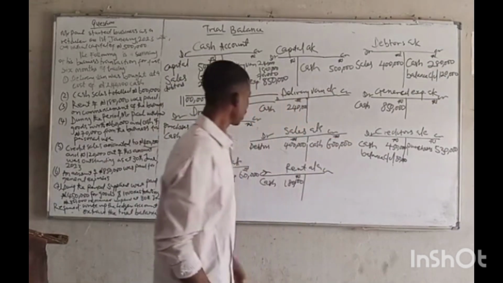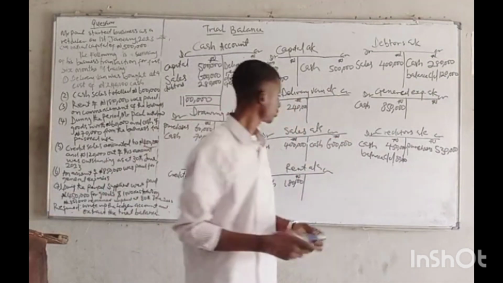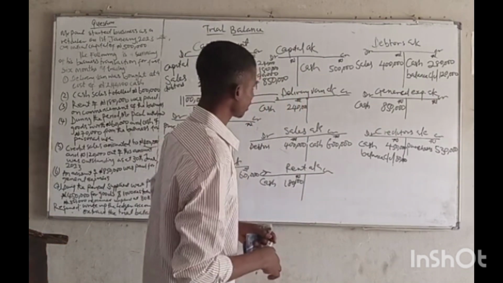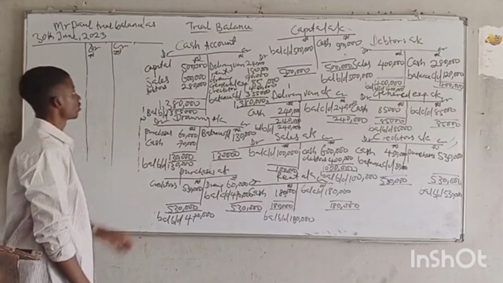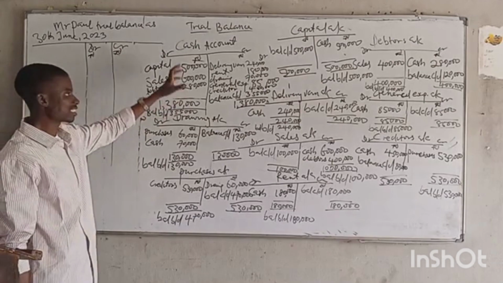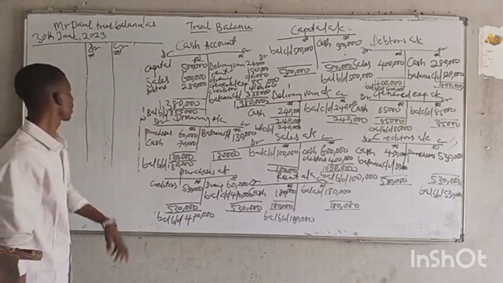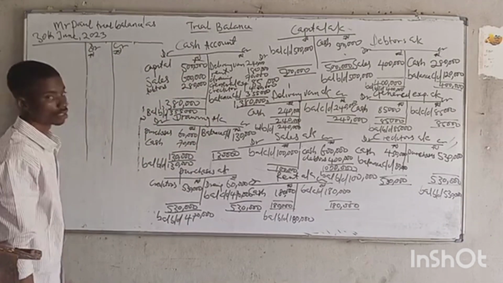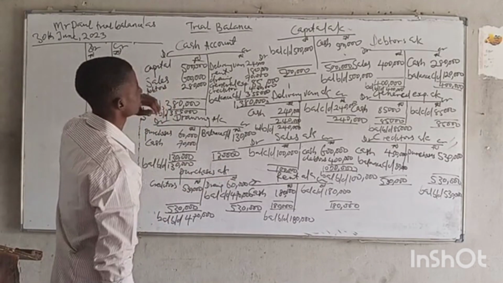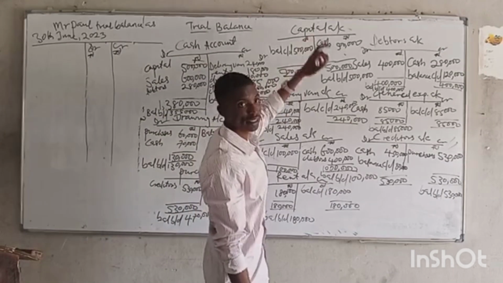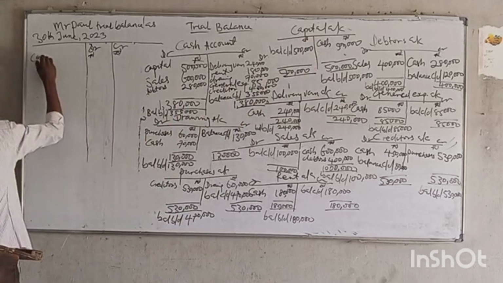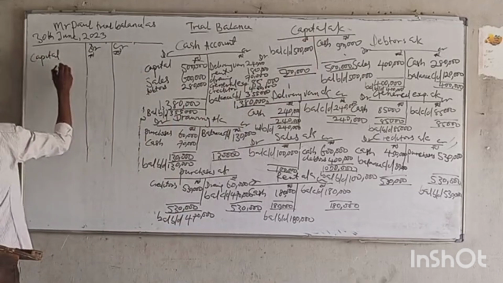Then now we are going to extract the trial balance. Okay, let's balance the account so as to go and extract the trial balance. Let's now extract the balances from this ledger account into our trial balance. First of all, let's fill the credit side. Let's start with capital. So now say capital account.